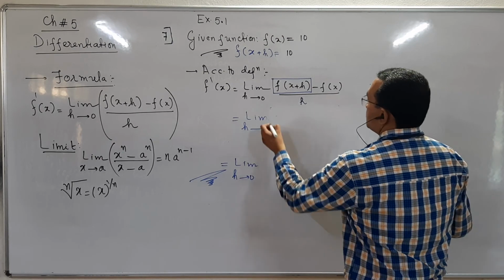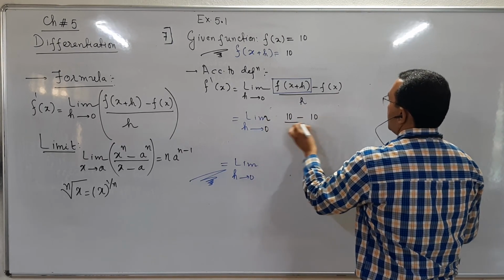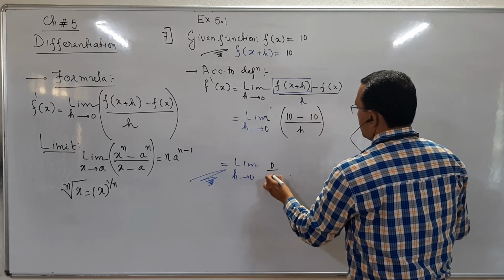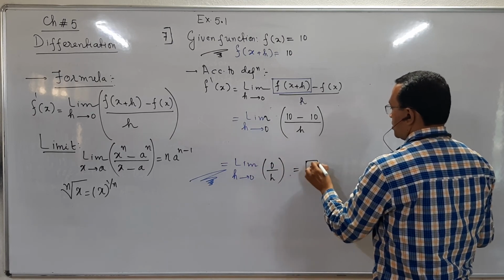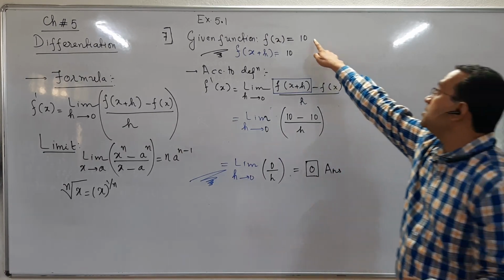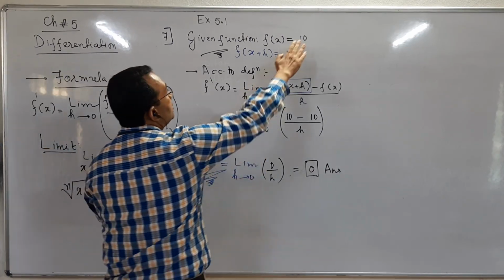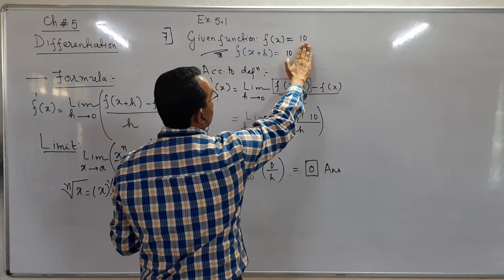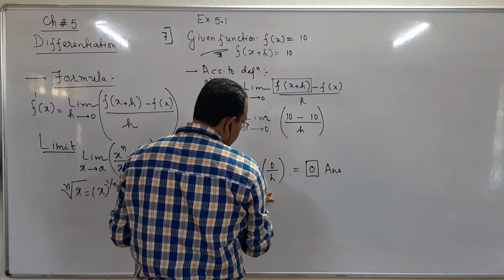So this becomes limit of f of x plus h, 10, minus f of x, 10, upon h. So this becomes limit of 0 upon h, 0 upon h is 0, limit of 0 is 0. So the answer is 0. It means the derivative of 10 is 0. Even if I had written 100 here, then this would be 100 minus 100, still 0. If I had written root 11, then this is root 11 minus root 11, still 0.